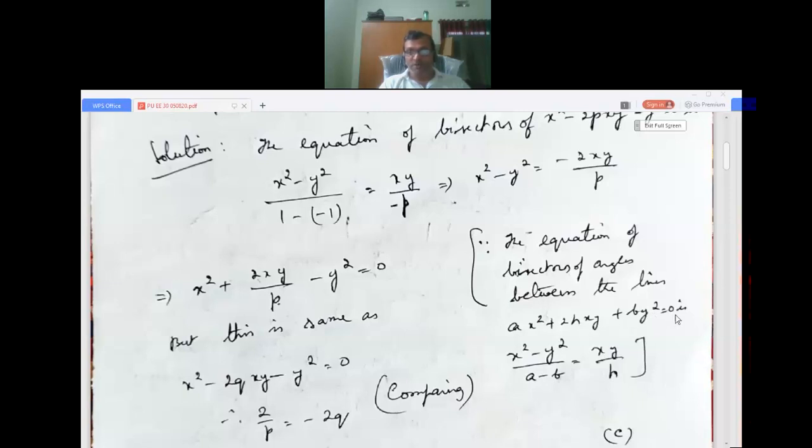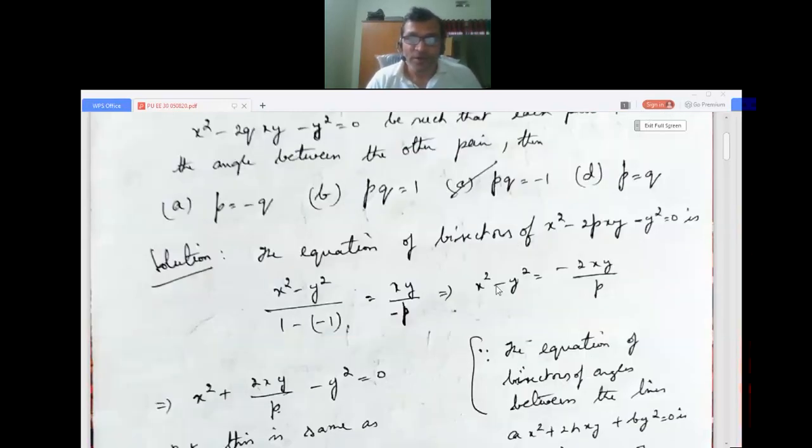Ax squared plus 2hxy plus by squared equals 0 has bisectors x squared minus y squared divided by a minus b, where a is the coefficient of x squared and b the coefficient of y squared, equals xy by h. h is from here, 2h is the coefficient of xy. From that you have to calculate h by comparing with the given problems. Once again I read out the formula, be thorough with the formula. The equation of bisectors of angles between the lines ax squared plus 2hxy plus by squared is x squared minus y squared by a minus b, equal to xy by h.